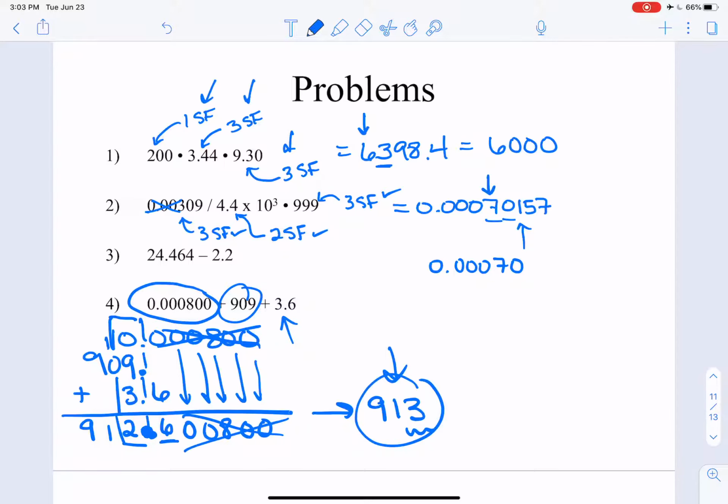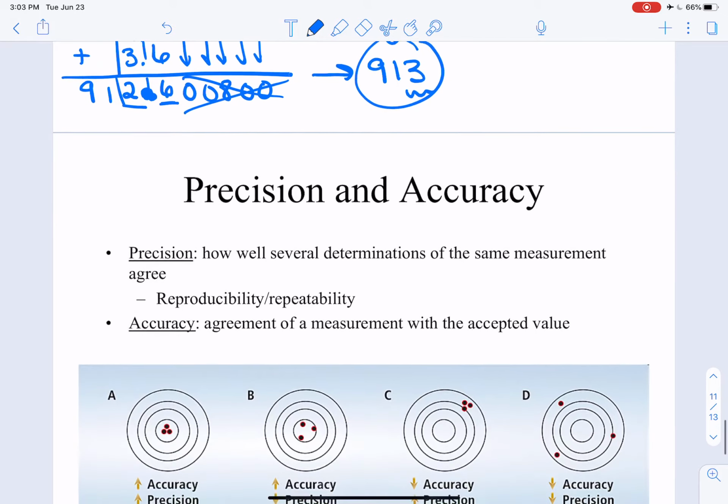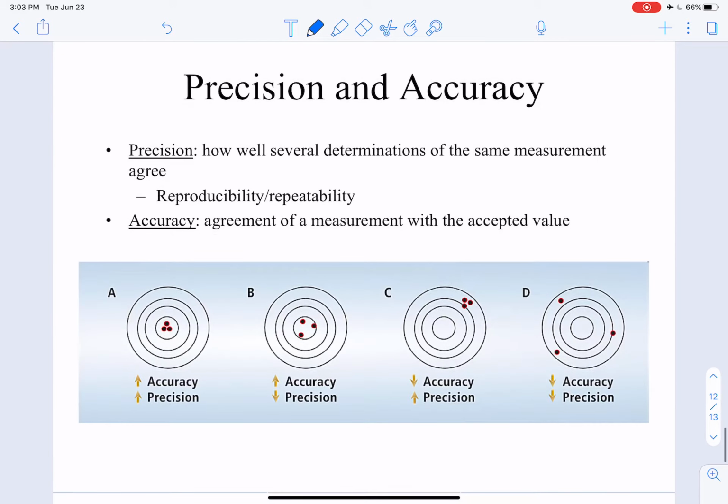Alrighty, so accuracy and precision. I've been talking about accuracy and precision a lot in terms of measuring devices and using them interchangeably, but there is a slight difference between them. Precision is how well several determinations of the same measurement agree. This is reproducibility or repeatability. And accuracy is agreement of a measurement with an accepted value.